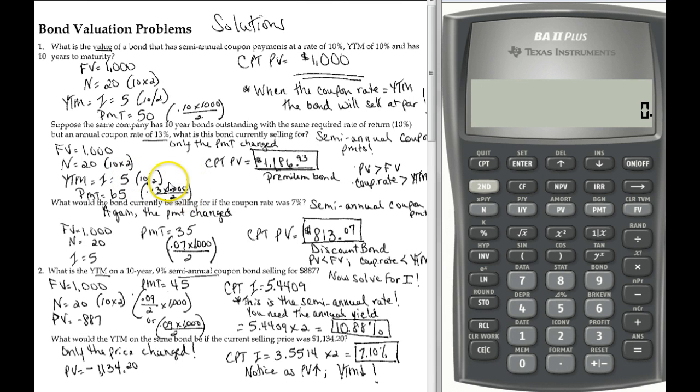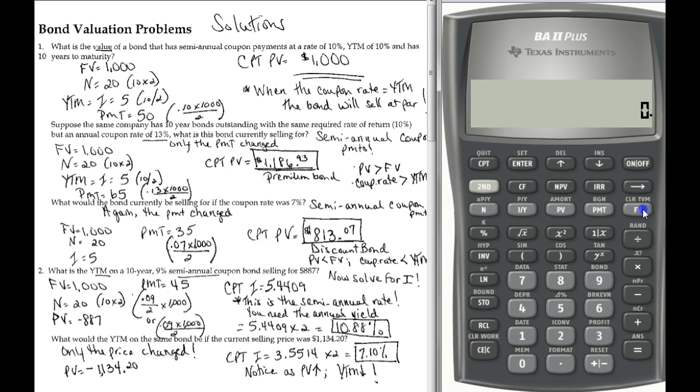And then the payment we find like this. We take the coupon rate of 13%, 0.13, times 1,000, just as we did before, but now we're going to divide that by 2 because the investor would be getting payments of $65 instead of $130. And then we solve for the present value. So let's give it a shot.